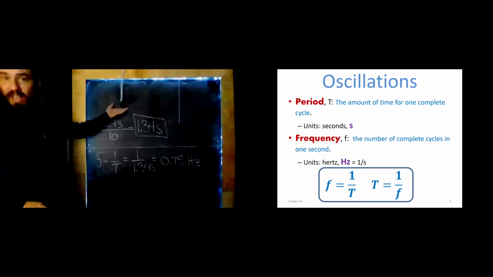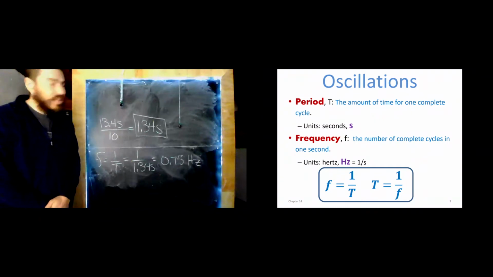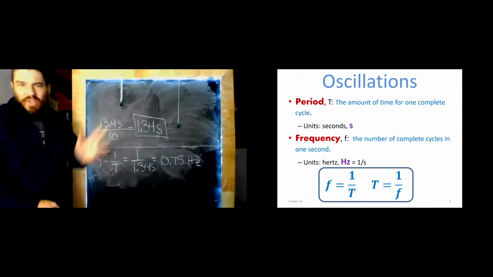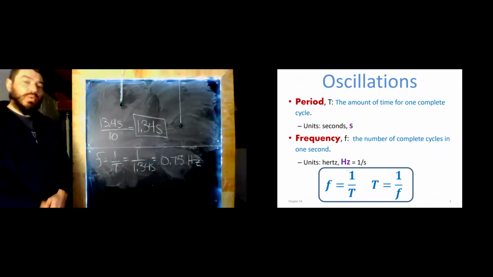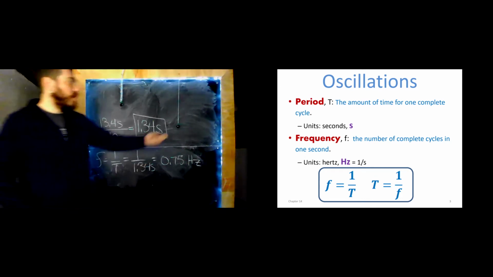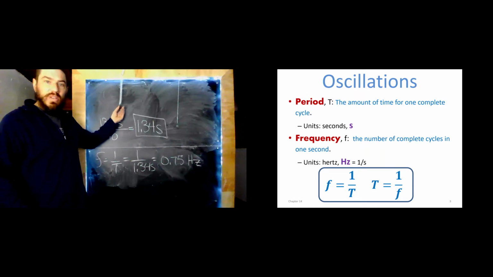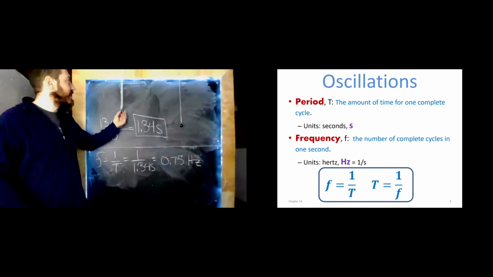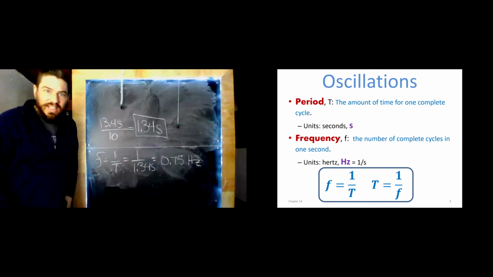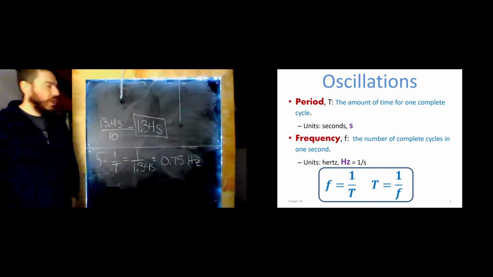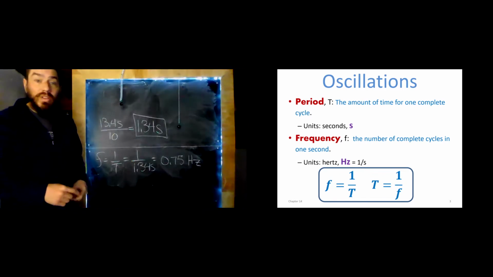We could have done the same thing with this. This is my mass on the spring, right? So there's all kinds of oscillations in nature, but the two systems we're going to focus on in this chapter are the pendulum, as illustrated here, and the mass on the spring. And so here I have a spring, and there's a mass here, and it oscillates like that. Up and down, up and down, up and down. Okay, those are the two systems we're going to focus on.